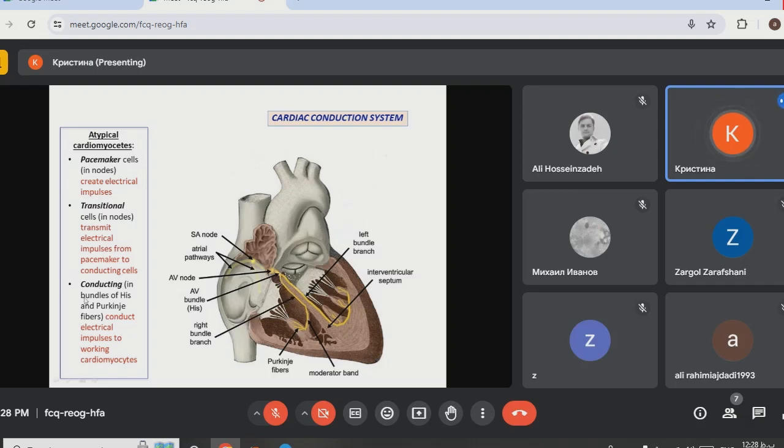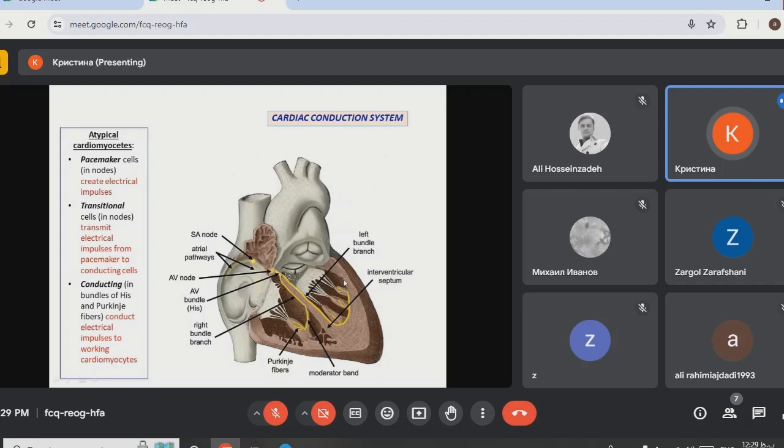to the conducting cardiomyocytes, which form these elongated structures, which are called the His fibers, which are located here between the ventricles of the heart. The His bundle has two branches, the right one and the left one.